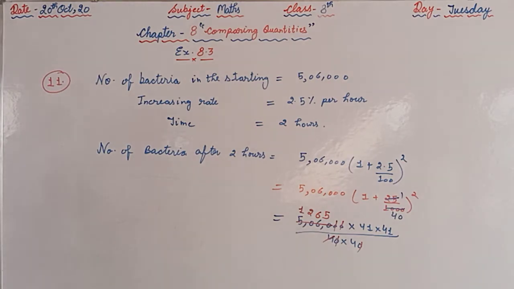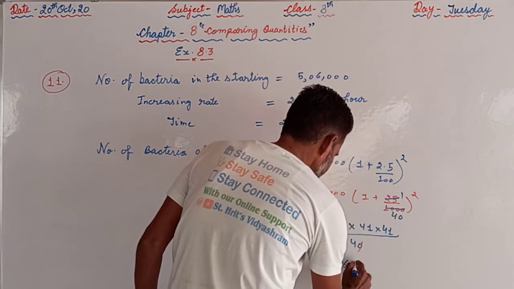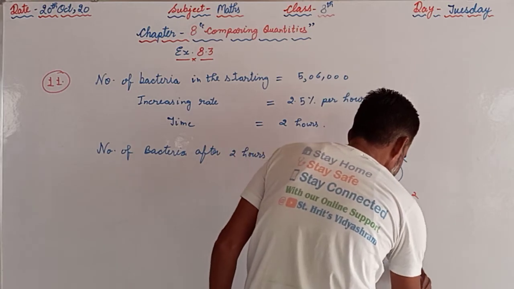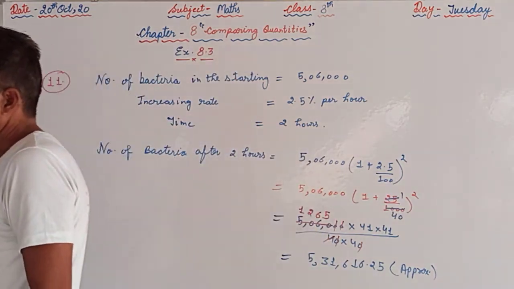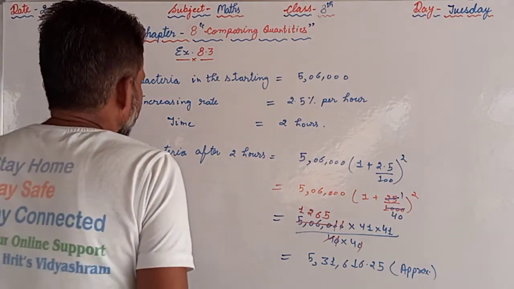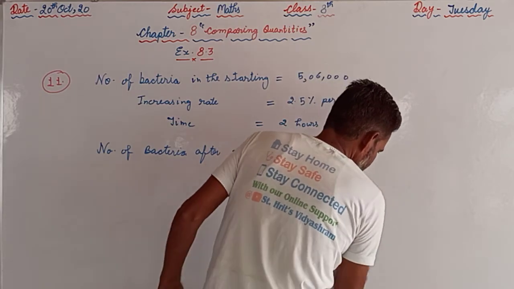You are supposed to proceed, and at last you will get 5,31,616.25. Approximately, this will be the count of the bacteria at the end of 2 hours. So like this you are supposed to proceed. Now after question number 11, we will discuss question number 12.